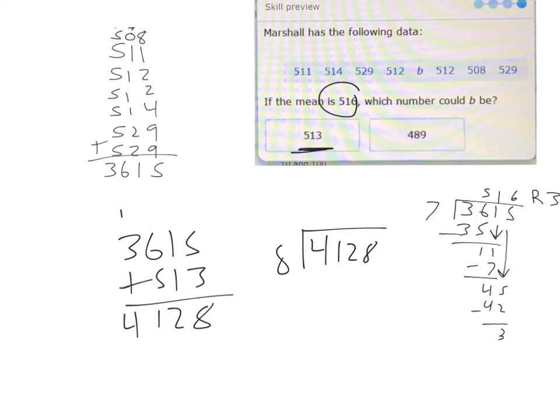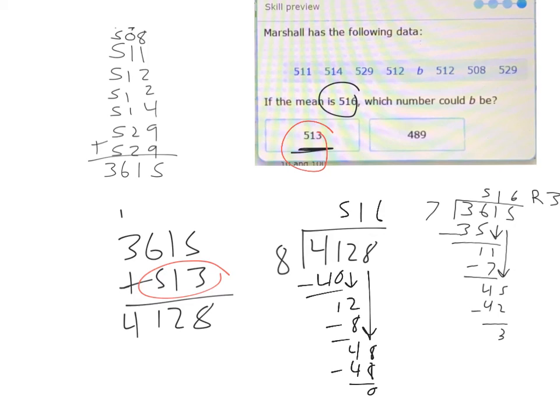4,128 divided by 8. Notice before we did 7, because we didn't count this number b, now we're suggesting that 513 is b, so we have 8 numbers of data. So 8 out of 41 is 5, 5 times 8 is 40, minus equals 1, bring down the 2, 1 times 8 is 8, minus is 4, bring down the 8 is 6, 6 times 8, 48, perfect, minus is 0. So assuming we chose 513 as our value for b, then our average, or our mean rather, is 516 as it suggests.